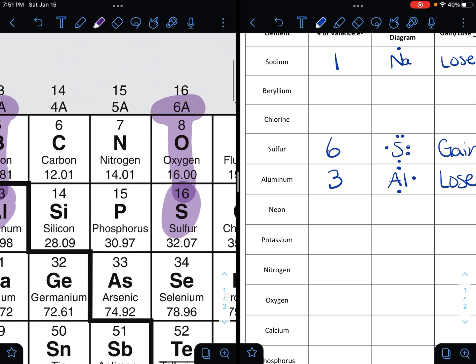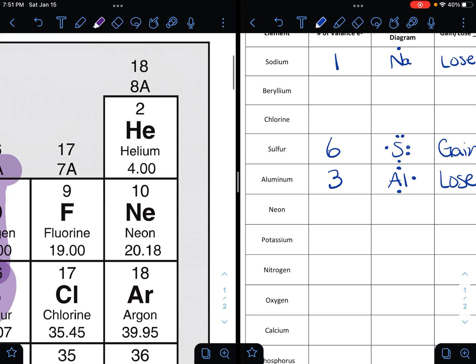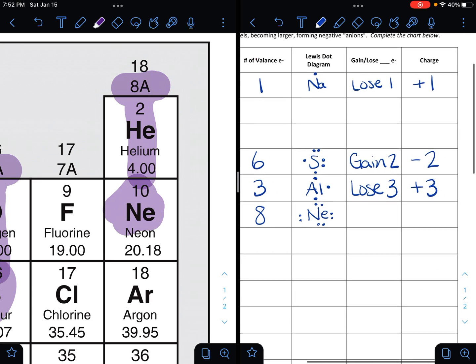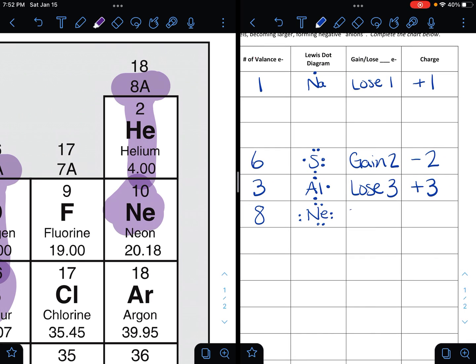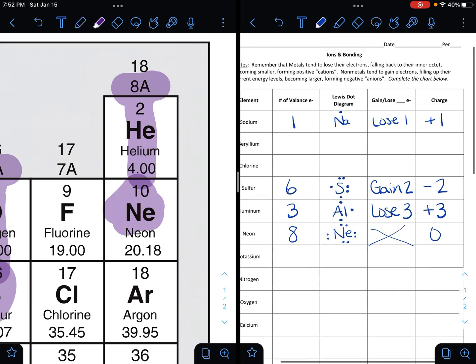One that might be a little confusing to people is neon. Neon is what's called a noble gas. Neon is in group 8A. Noble gases already have 8 valence electrons, which is really important. So I'm gonna draw the dot diagram for neon. It's got 1, 2, 3, 4, 5, 6, 7, 8. So it already has 8. It's already satisfied the octet rule. It's happy. It doesn't need to do anything. So it's not going to gain or lose anything, and its charge will remain neutral, or a charge of 0. So that is how we do this.